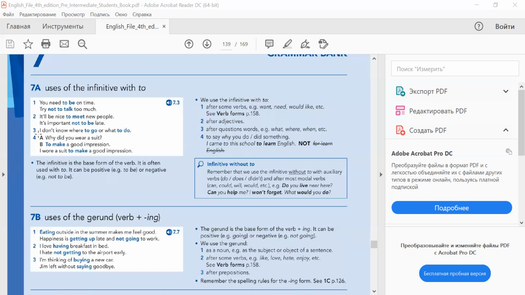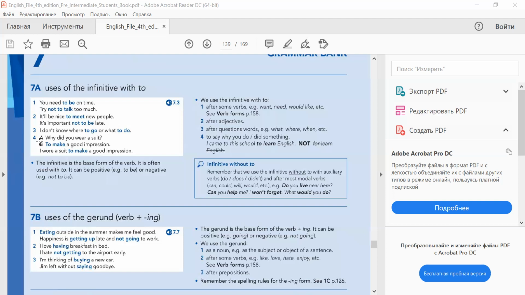Number 3. I don't know where to go or what to do. After question words, for example, what, where, when и так далее. После некоторых вопросительных слов, таких как what, where, when, who и так далее, да, после них мы употребляем инфинитив. Например, я не знаю, куда идти, что делать, да, where to go or what to do.